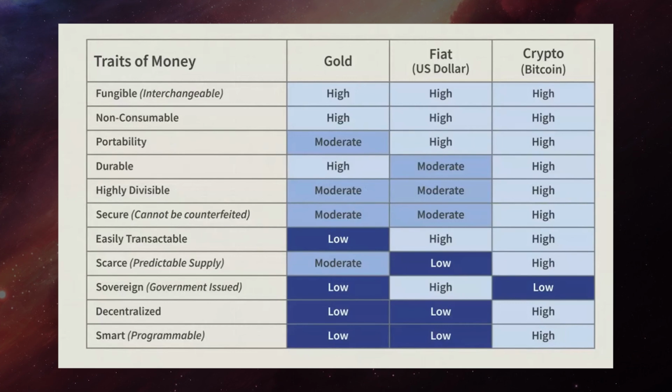So anyway, you can go down the list. It's durable, highly divisible. Then you get into some of the areas where gold and the dollar are inferior to something like Bitcoin. So is gold easily transactable? Well, no, not really, because it's hard to go to a restaurant and shave off a part of a gold bar or send a part of a gold bar around the world instantly. You can't do that, right? That's much easier with something like the dollar or Bitcoin, which is purely digital.